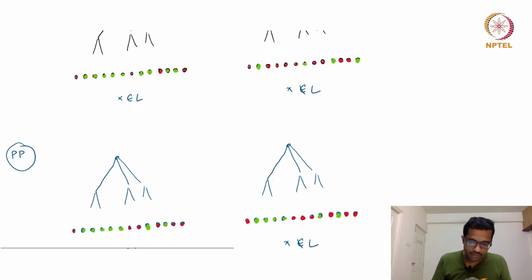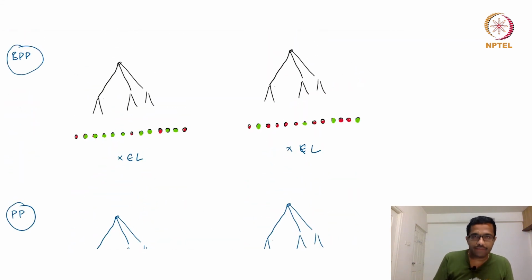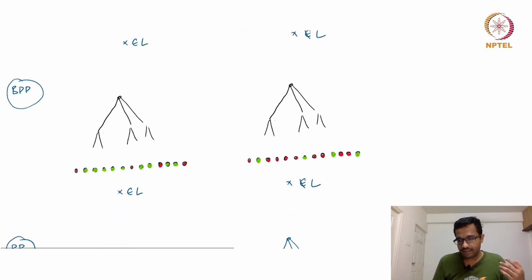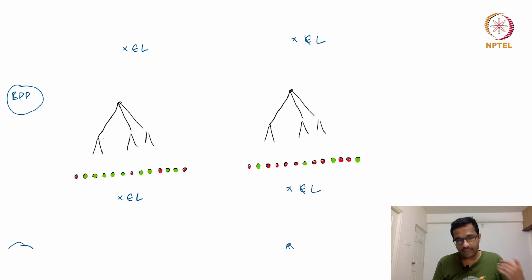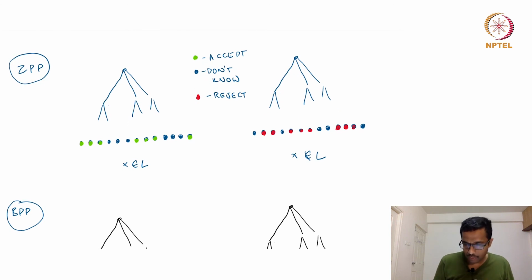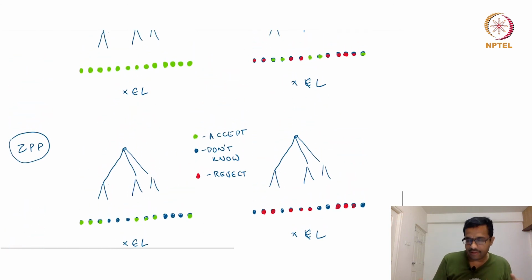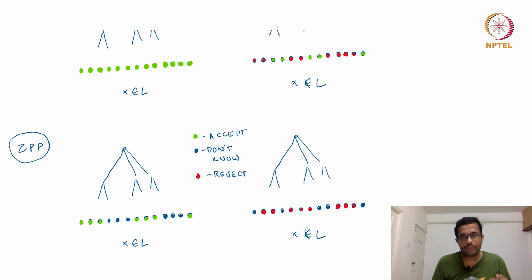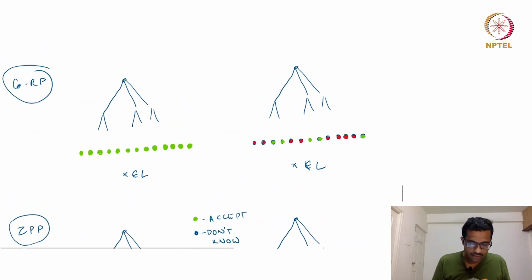Whereas in the case of BPP, there is a certain gap. So when it is a yes instance, it is significantly more than half accept, and when it is a no instance, significantly less than half accept, or significantly more than half reject. And ZPP allows the don't knows, right? And at least half should be an accept or reject output, which is the correct output.